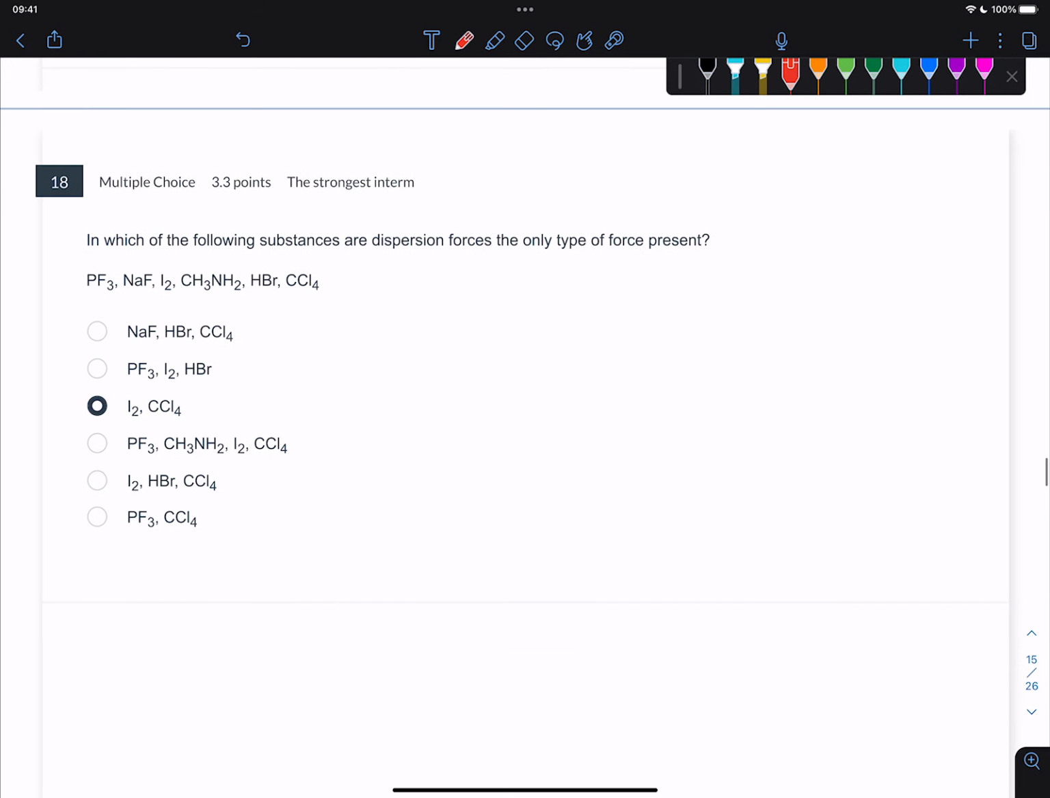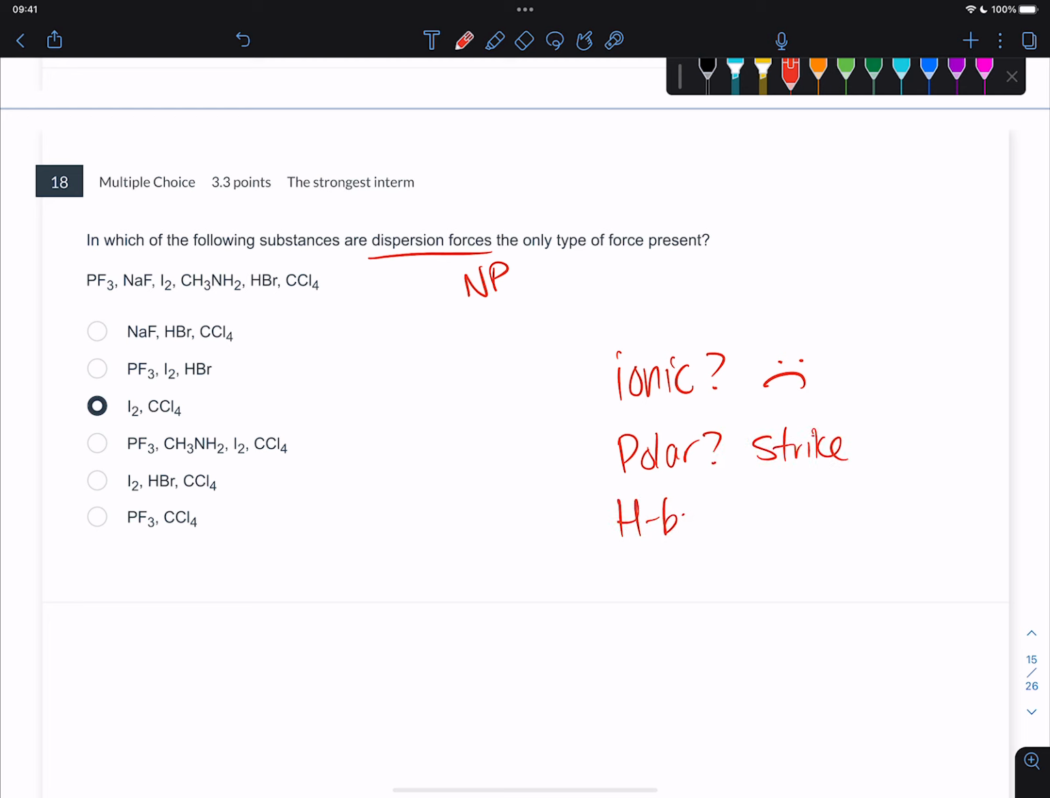All right. 18. Which of the following substances are dispersion forces the only type of forces present? That basically means you're looking for something that's nonpolar. So anything that has, and again, you might have to sketch these out. Anything that's ionic, strike it. Anything that's polar, strike it. And anything that can do hydrogen bonding, also strike it.